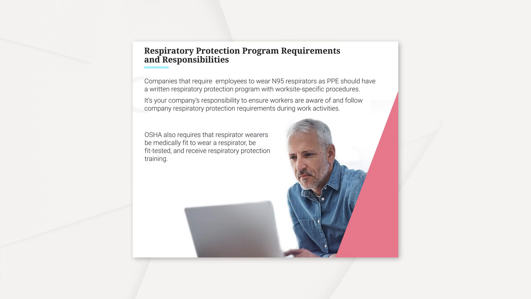Companies that require employees to wear N95 respirators as PPE should have a written respiratory protection program with worksite-specific procedures. It's your company's responsibility to ensure workers are aware of and follow company respiratory protection requirements during work activities. OSHA also requires that respirator wearers be medically fit to wear a respirator, be fit tested, and receive respiratory protection training.